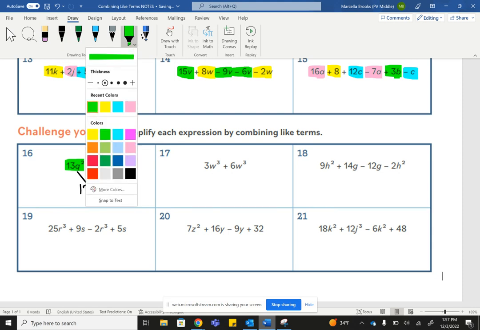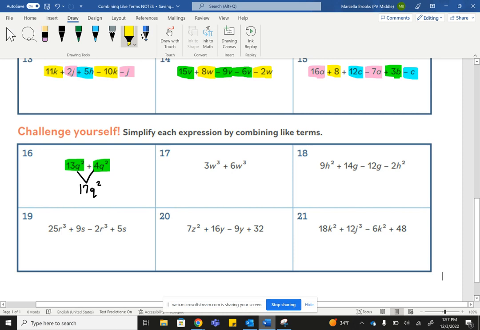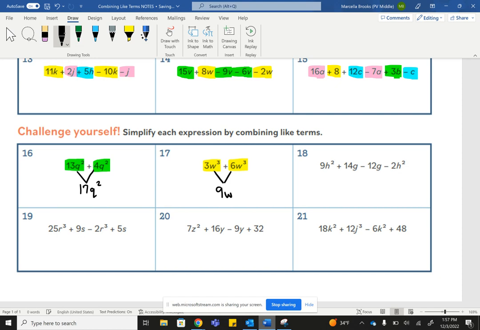Next one, very similar. We have 3w cubed. That's what that little 3 means. And 6w cubed. So 3w to the third power and 6w to the third power. Those are like terms. We can add those together: 9w cubed, or 9w to the third power.